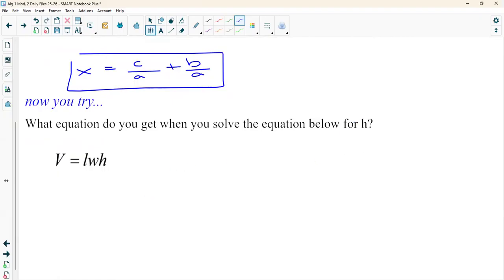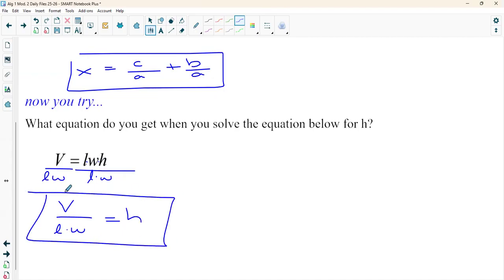Okay, so this is V is equal to L times W times H. Now you can do this one of two ways. You can do it one step at a time, or since this is L times W, let's divide this side by L times W. And what we do on one side, we have to do on the other to everything else. So I've got V divided by L times W is equal to, the only thing I have left over here is H. And that's all we need to do for that.